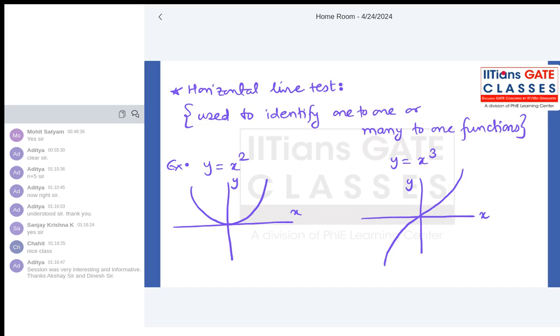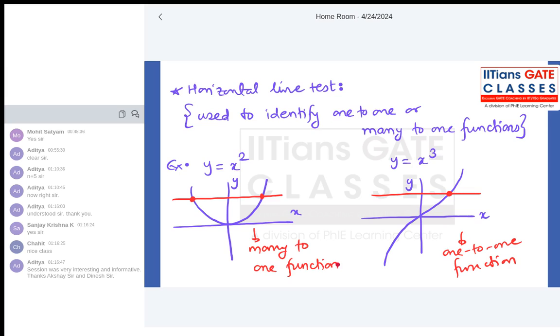So now what this test tells you is, if you draw a horizontal line, let's say like this, at any point you can draw a horizontal line. There is no rule about particular point. But in case of x square, it intersects the function graph at 2 points, whereas in case of x cube, it only intersects at 1 point. So the horizontal test says that if there is only 1 point of intersection, then this is a 1-to-1 function. And if there are more than 1 points, then this is a many-to-1 function.